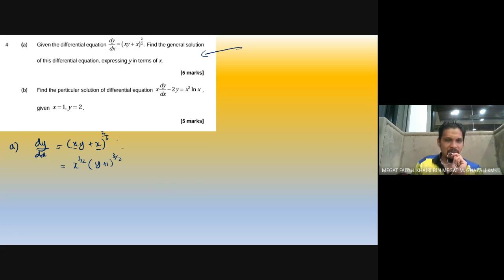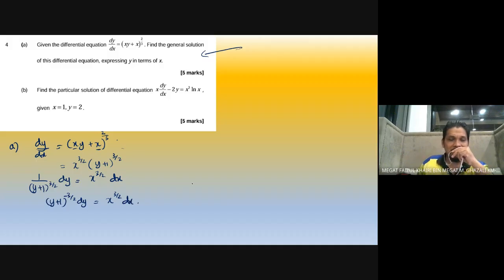Okay, so factorize x, take it outside, and bring also the 2 over 3 because this belongs to the x and y in this bracket. So take out x, factorize, then x power of 3 over 2, and then y plus 1 power of 3 over 2. So then 1 over y plus 1 power of 3 over 2 dy equal to x power of 3 over 2 dx. Or you may also write this in the form of y plus 1 power of negative 3 over 2 dy equal to x power of 3 over 2 dx.